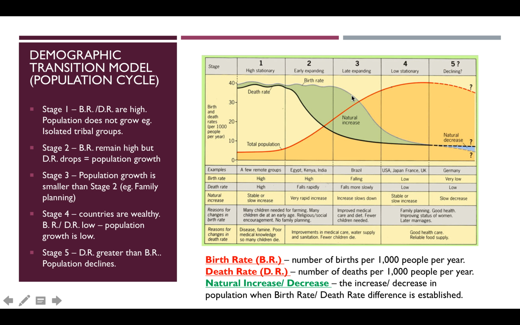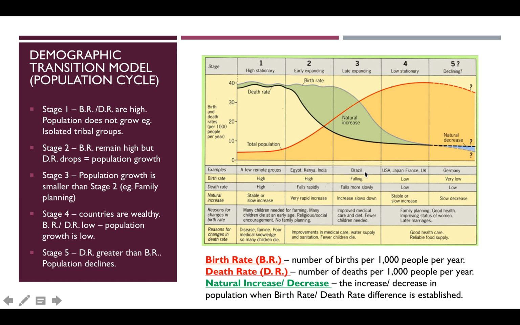This is where the birth rate is beginning to drop, to come back in line with the death rate. So you still have an increase. You can see the natural increase, the green section here, but the red line is going to start leveling out, and level out more obviously in stage 4, but you still have an expanding population.